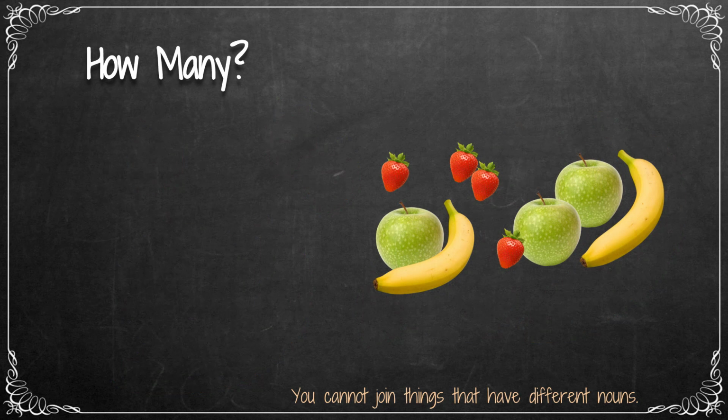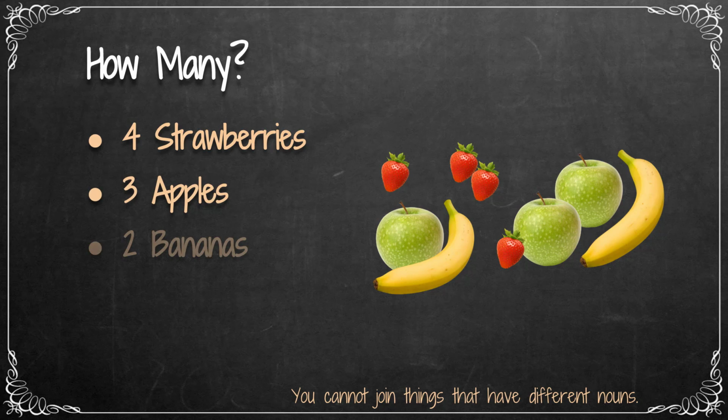Applying the rule, what did you come up with? When you sorted, did you see strawberries, apples, and bananas? Perhaps you came up with a list like this: 4 strawberries, 3 apples, and 2 bananas. Are there any other possibilities? Is there any other way to join these things? Could we use a different noun to join or add them all together? Perhaps we could call them fruit and agree that there are 9 pieces of fruit.